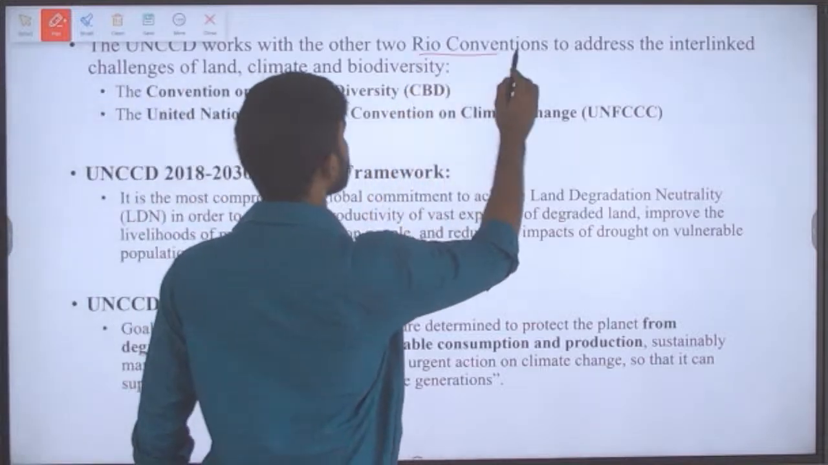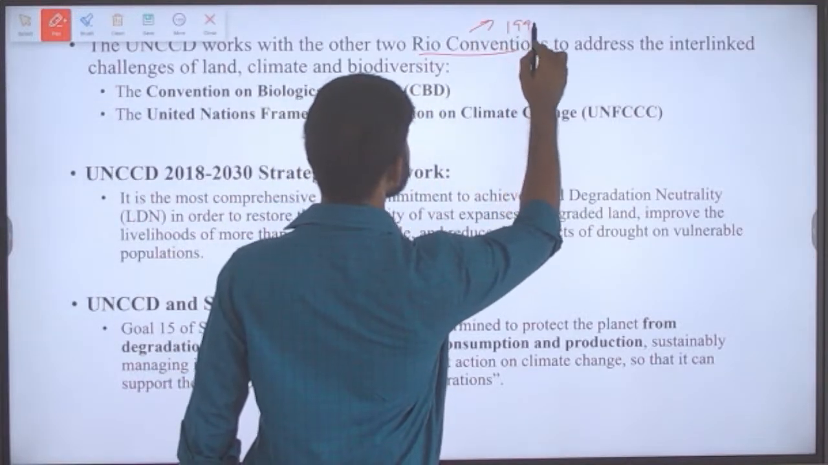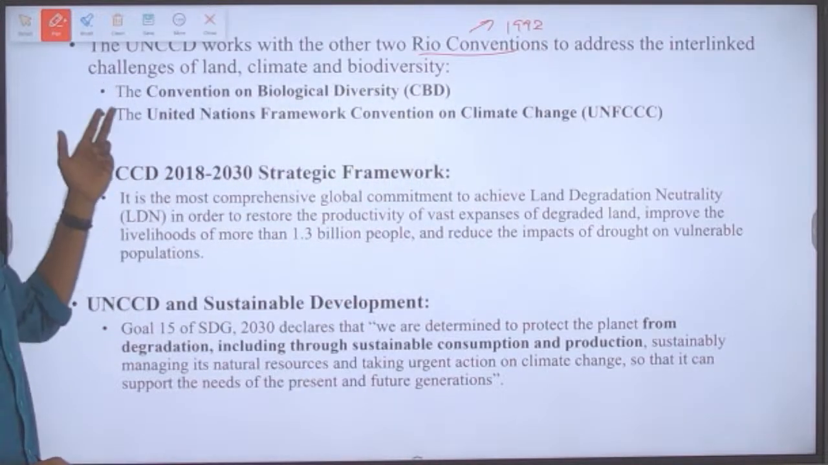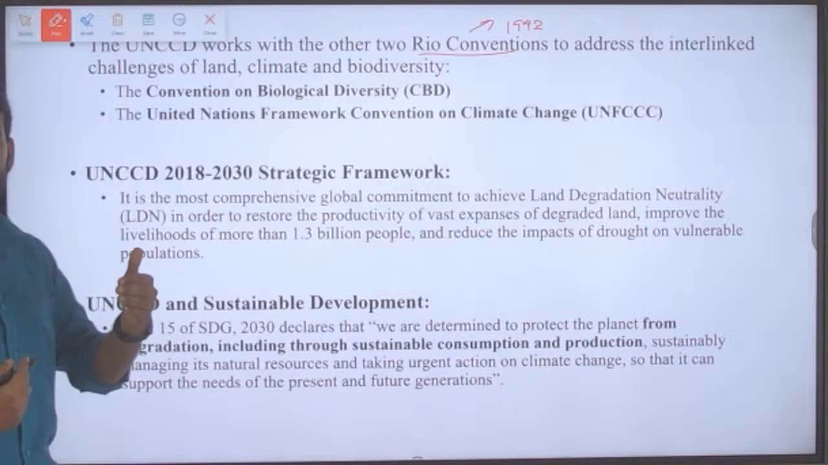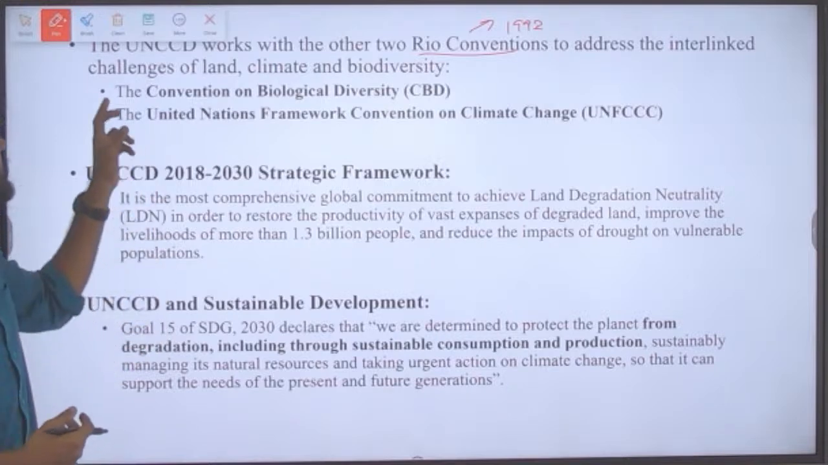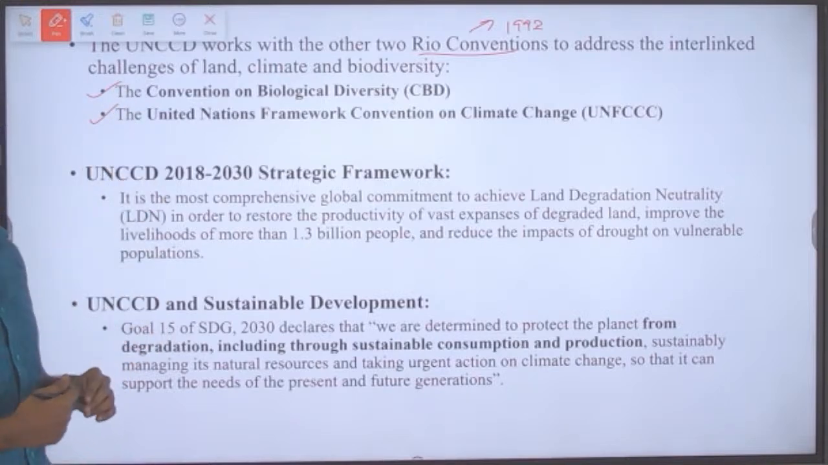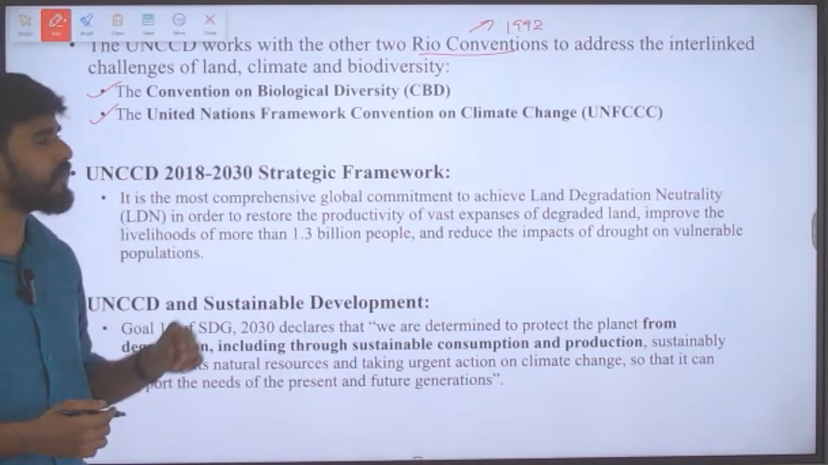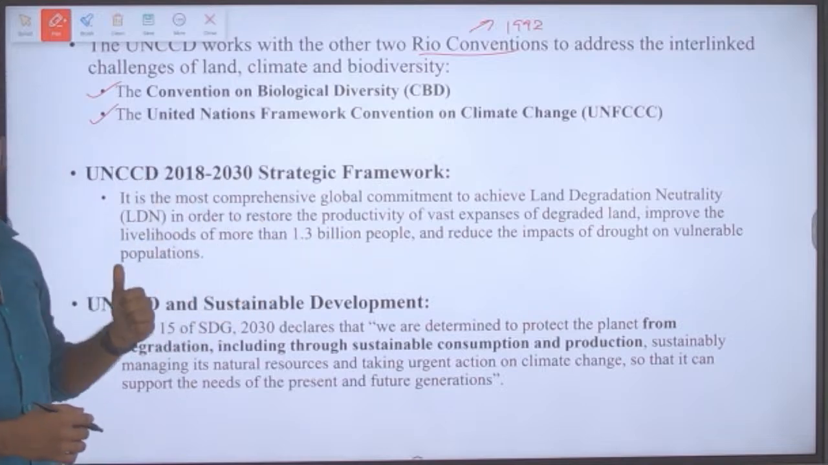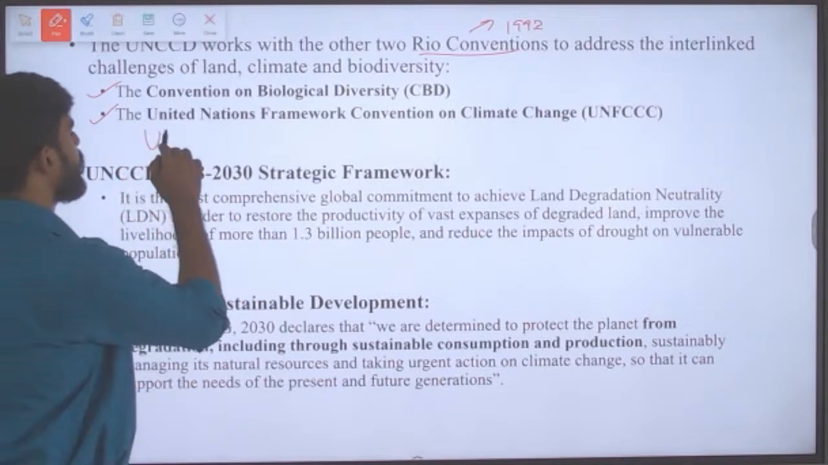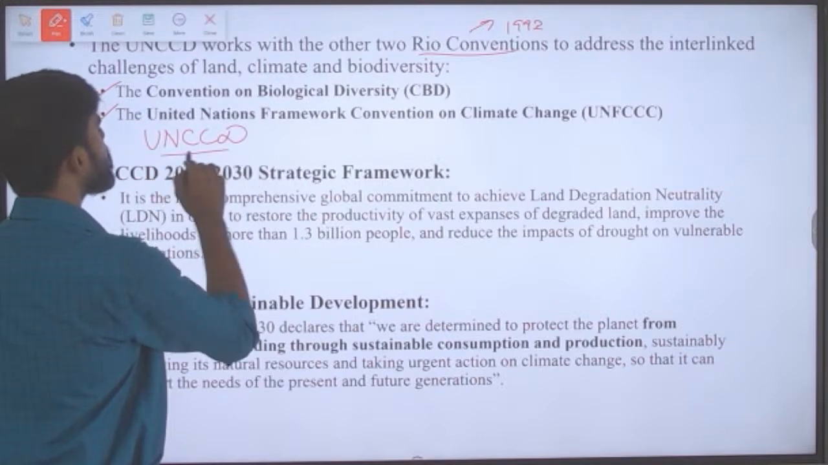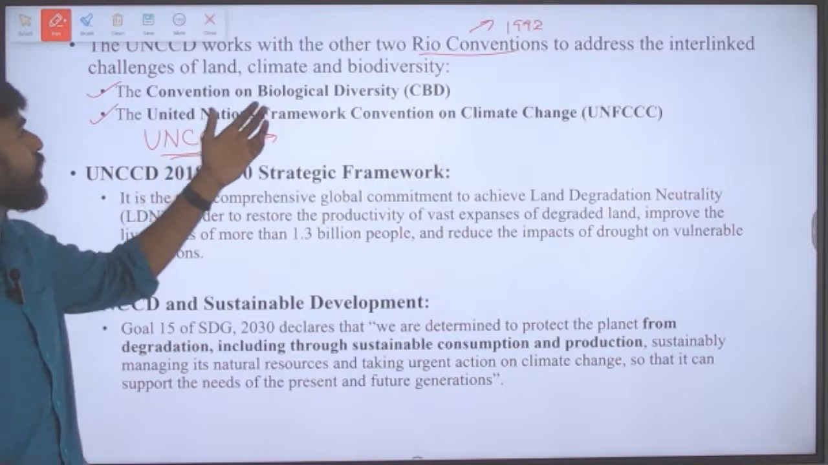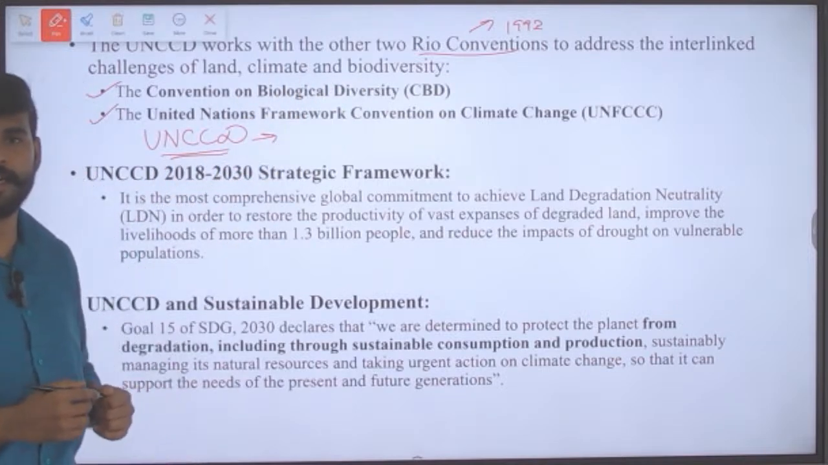In the Rio summit of 1992, also called the Earth Summit, as an outcome of this summit, three conventions were adopted. One is the Convention on Biological Diversity, another is the United Nations Framework Convention on Climate Change, and the third one is UNCCD that we are studying now, the United Nations Convention to Combat Desertification. These are the three outcome conventions of the Rio Summit of 1992.